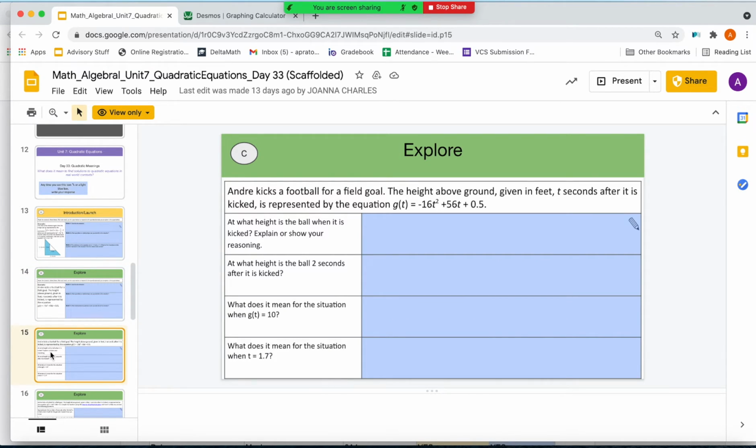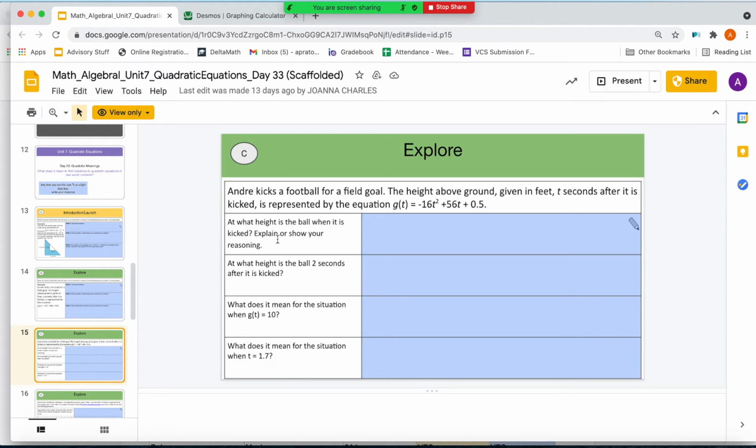Now that you've finished the 3 reads, we can jump into the Explore together. So throughout this Explore, you're going to be asking yourself multiple times, what is this question asking me for? What quantity am I finding, and where is that quantity located within my equation? So let's look at the first question. At what height is the ball when it is kicked? Explain or show your reasoning.